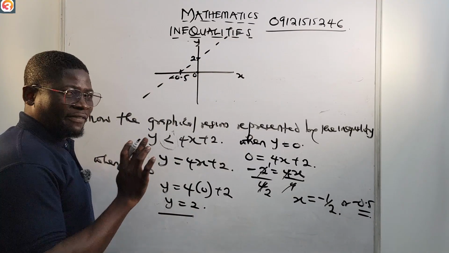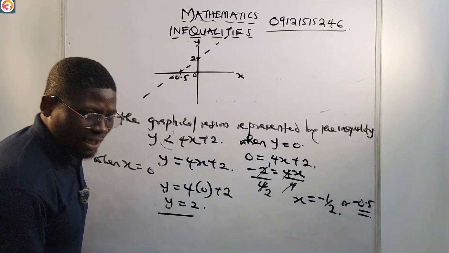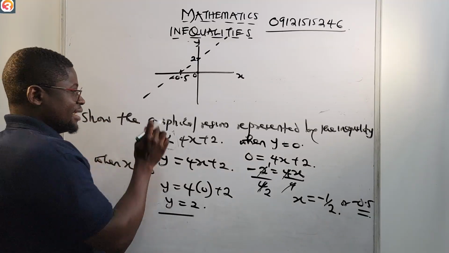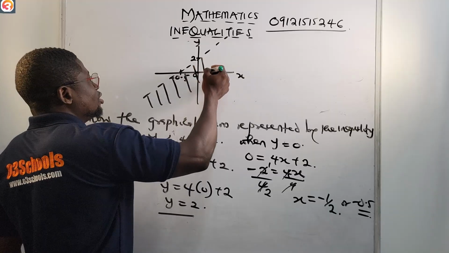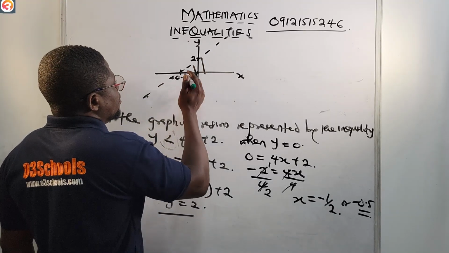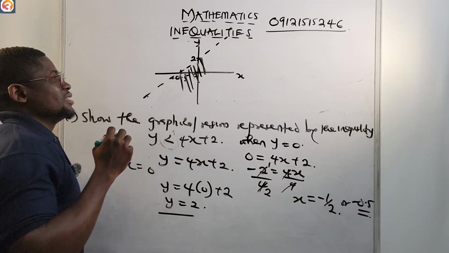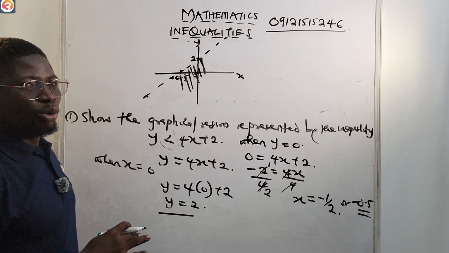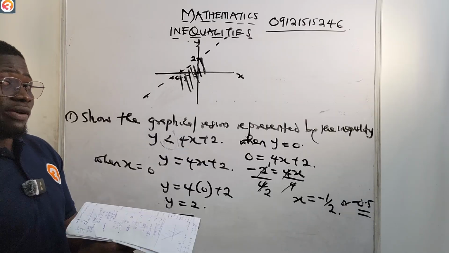And listen, if it is less than, we shade the region below the line. If it's greater than, we shade the region above the line. Is it less than or greater than? It's less than. So we shade this region. So it's this region that will satisfy this inequality. All right. So from minus 0.5 to 2, this side, this is the region that will satisfy this inequality. Becomes very, very, very easy. We'll shade below the line. All right. So please take note of that. So that's how we plot our graph.